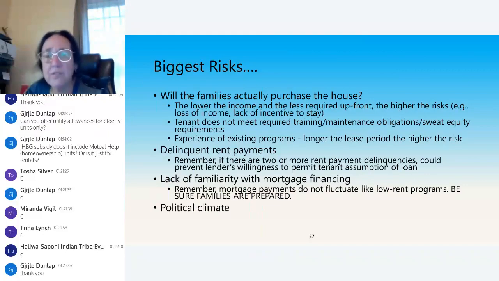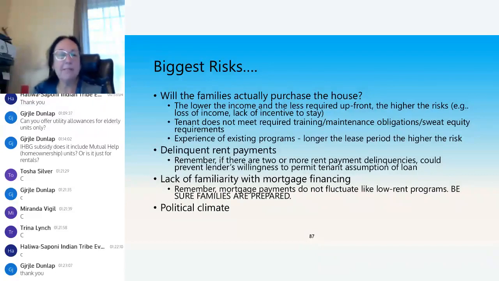Your biggest risk, will your families actually purchase those houses? The lower the income, the less required upfront, the higher the risk. The loss of income, lack of incentive to stay. Tenant doesn't meet the required training, maintenance obligations, or perform sweat equity requirements if that's a component, or experience of existing programs. The longer the lease period, the higher the risk.